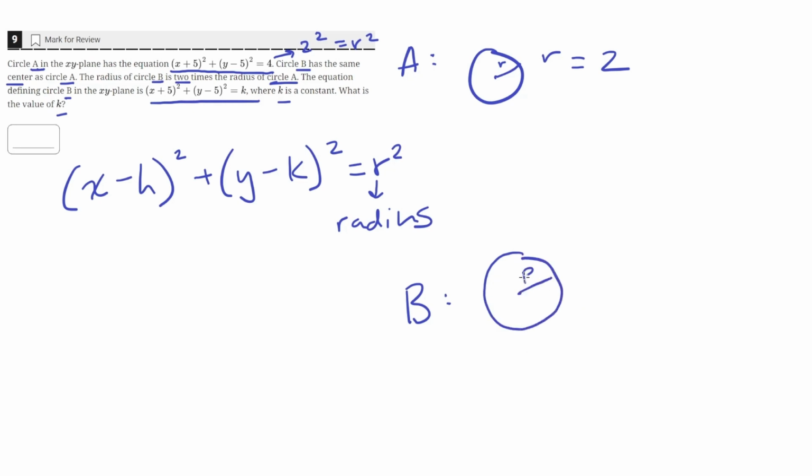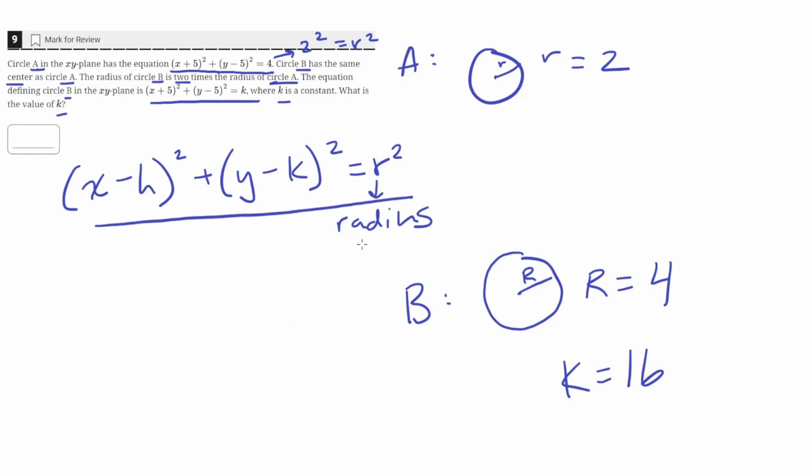But its radius, let's call it big R, is twice the radius of circle A. So the radius is 4. But since the equation for a circle says that on the right hand side there is an r squared, we have to square this value. So k is going to equal 16, because the radius squared, 4 squared, is 16, using the equation of a circle. So the value of k is 16, not 4.